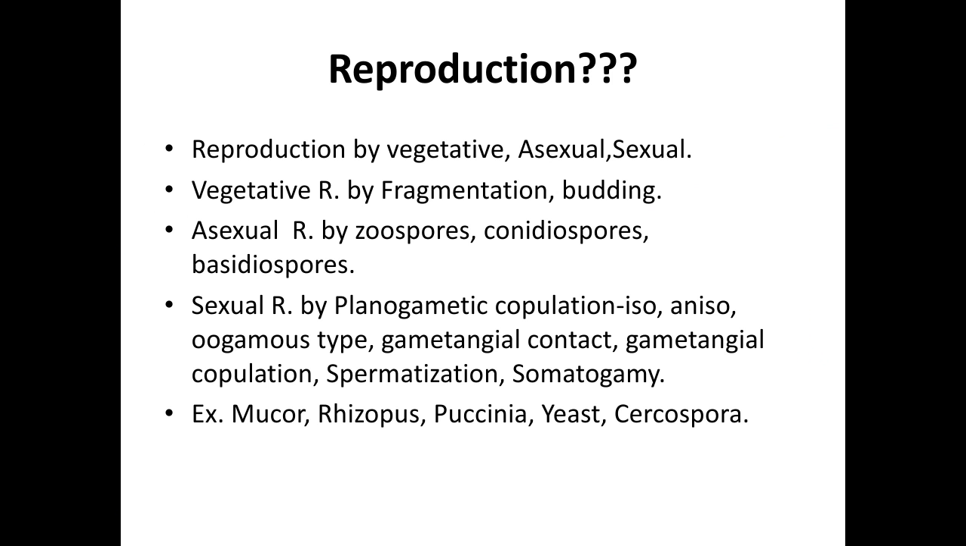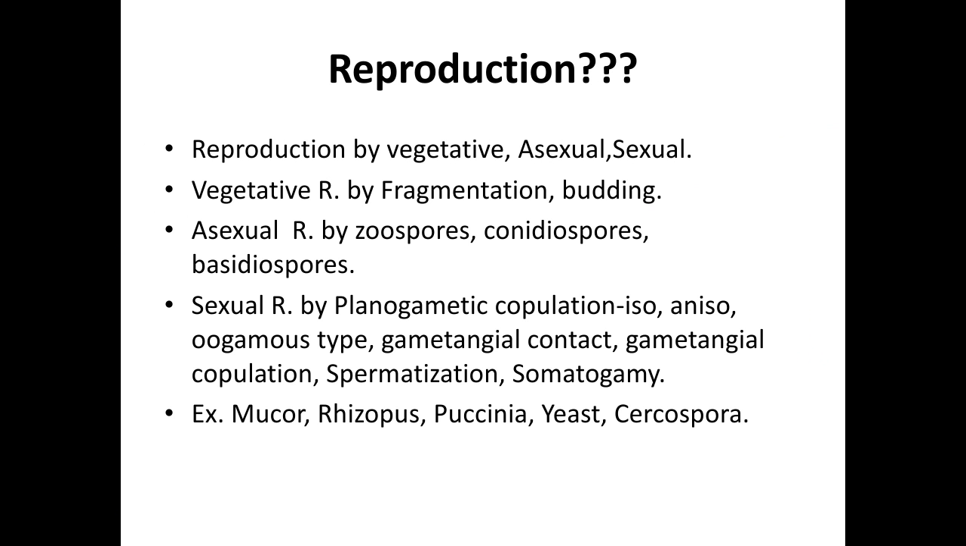Asexual reproduction generally takes place by zoospore formation, conidiospore formation, or basidiospore formation. To understand asexual reproduction, take conidiospore formation, which is commonly observed in Albugo candida, or Cystopus candidus. Here the fungal mycelium enters the leaf of the plant body, vegetative growth takes place, and at the end it produces the conidiophore, and the conidiophore cuts off a large number of conidia. Such reproduction is known as conidiospore formation, an asexual method.